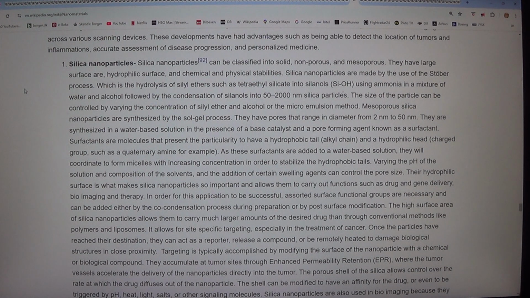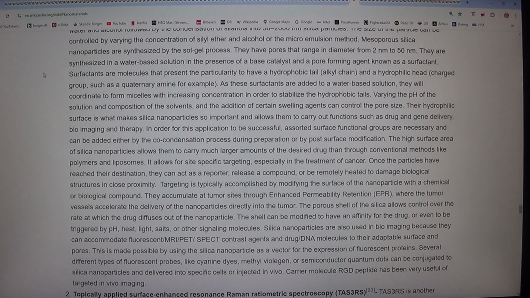Mesoporous silicon nanoparticles are synthesized by the sol-gel process. They have pores that range in diameter from 2 nm to 50 nm. They are synthesized in a water-based solution in the presence of a base catalyst and a pore-forming agent known as a surfactant. Surfactants are molecules that have a hydrophobic tail, an alkyl chain, and a hydrophilic head, a charged group, such as a quaternary amine for example.